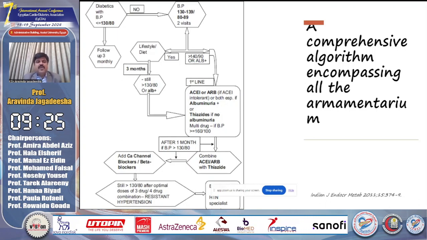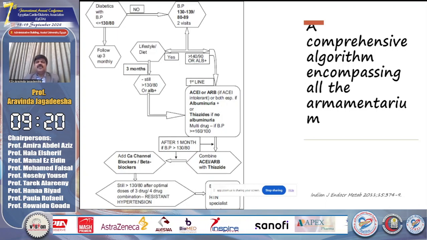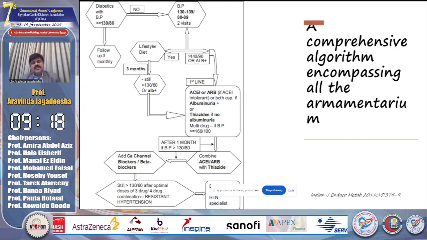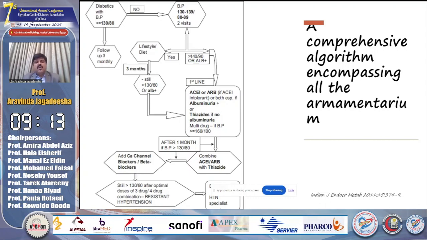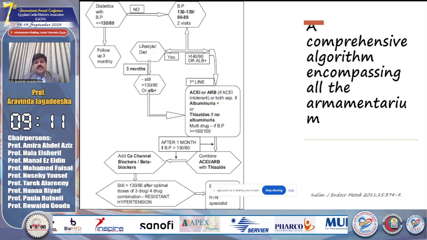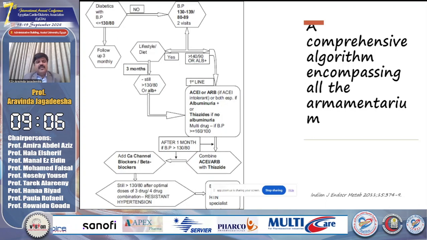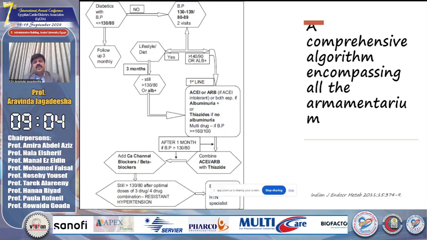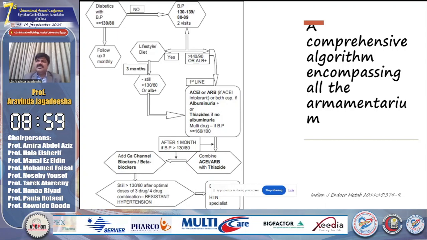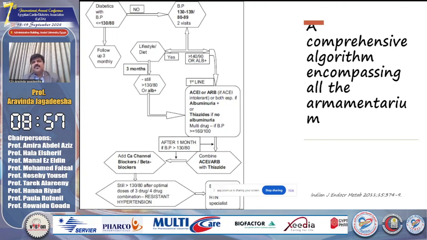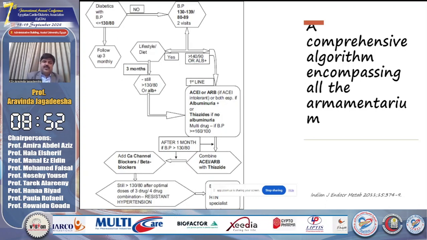After 1 month, you reassess the blood pressure status after putting this first line therapy. If there is persistence of blood pressure more than 130, you can add a calcium channel blocker or beta blockers, or combine ACE inhibitors or ARB with the thiazide. If still it is more than 130 by 80 after 3 or 4 drugs, you label it as resistant hypertension. You can add spironolactone as well, and take an opinion from the hypertension specialist.